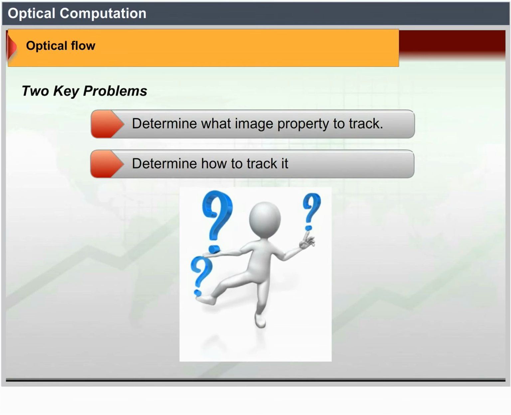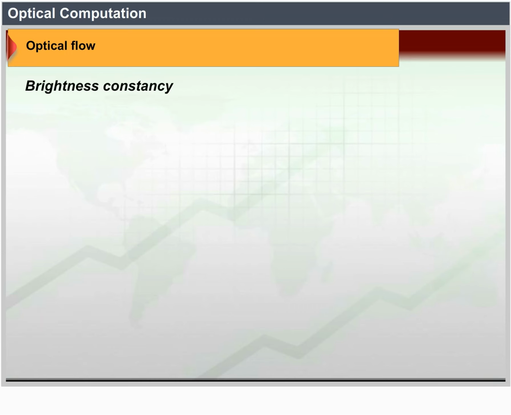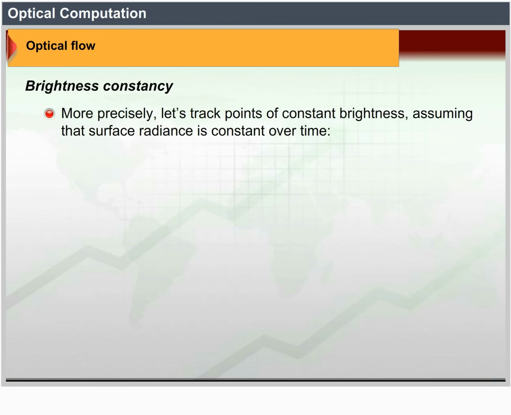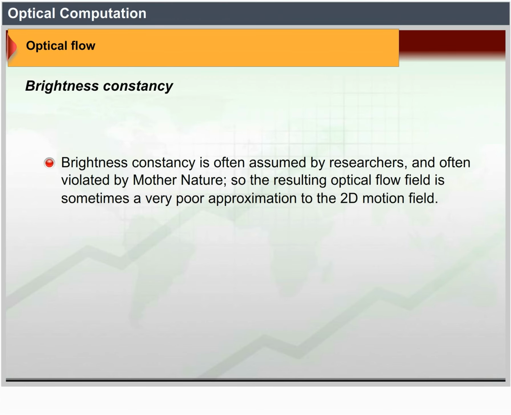Brightness constancy. More precisely, let's track points of constant brightness, assuming that surface radiance is constant over time. Brightness constancy is often assumed by researchers and often violated by Mother Nature, so the resulting optical flow field is sometimes a very poor approximation to the 2D motion field.